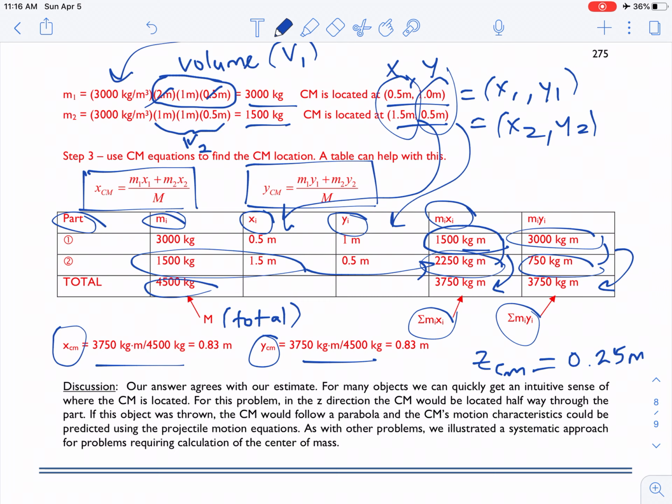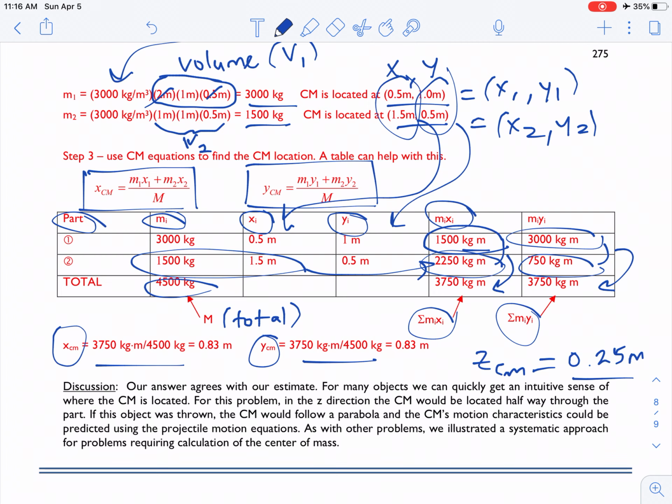For many objects, we can quickly get an intuitive sense of where the center of mass is, because it's the same as the geometrical center if they are homogeneous. And again, unless otherwise stated, we will assume they are homogeneous. For this problem in the z direction, the center of mass would be located halfway through the part, as we showed here, 0.25 meters. And if this object was thrown, the center of mass would follow a parabola, and the center of mass motion characteristics could be predicted using projectile motion equations.